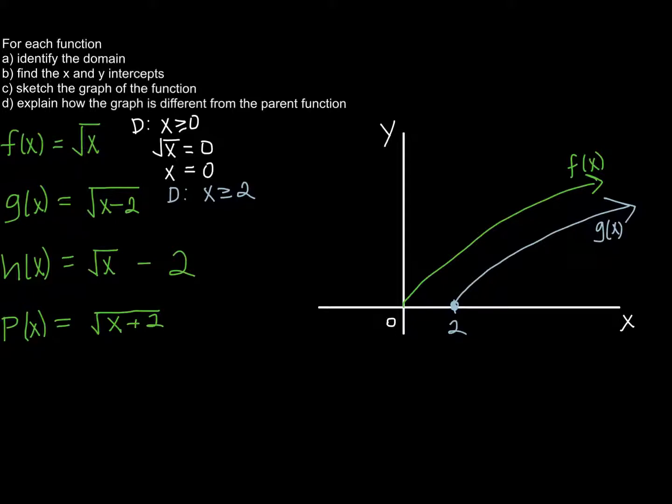Do your best to sketch both graphs, incorporating the domain, the x and y intercepts, and for these two, explain how those graphs are different from the parent function. So in this example, I might say that this graph is different from the parent function in that it has been translated 2 units to the right. All right, we'll take a look at both of those tomorrow.